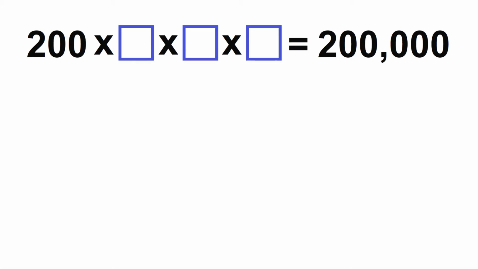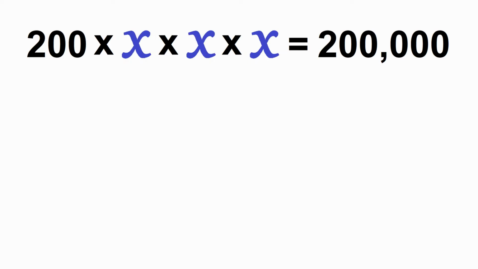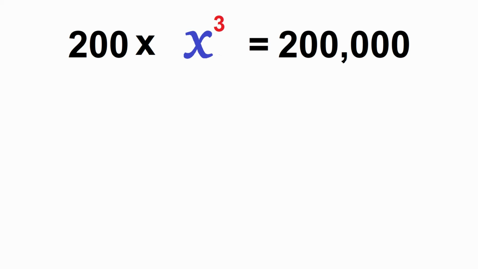3 blanks because of 3 hours. Instead of a blank, let's use a pronumeral, a letter. Let's say 200 times x times x times x equals 200,000. And now I have to find out what x is. X times x times x is x cubed, so our equation is 200 times x cubed equals 200,000.